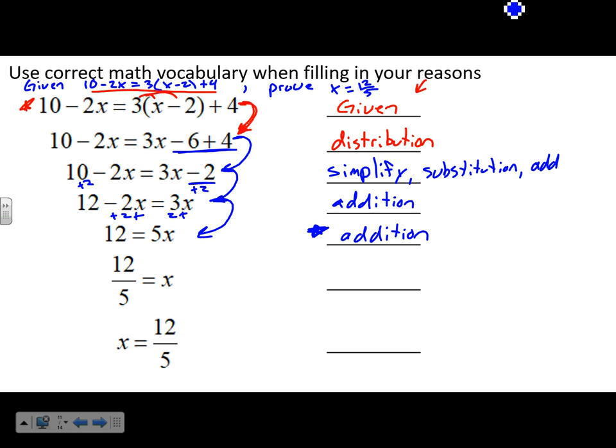Then how do we go from here to here? We divided by 5. That is division. And again, I should technically put the division property of equality, but I'm okay with you guys putting that.